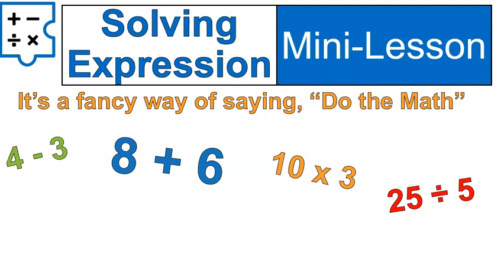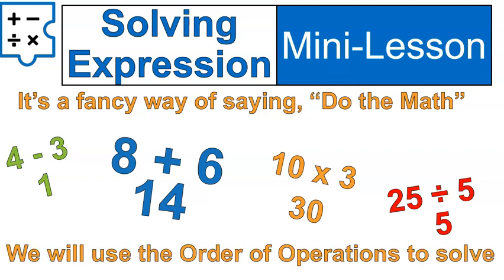What's 4 minus 3? 1. What's 8 and 6? 8 plus 6 is 14. 10 times 3? 30. 25 divided by 5 is 5. When you have just a single operation like that, it's pretty straightforward. We are going to get into multi-step expressions where you've got more than one operation. And when that happens, you always use the order of operations to solve.